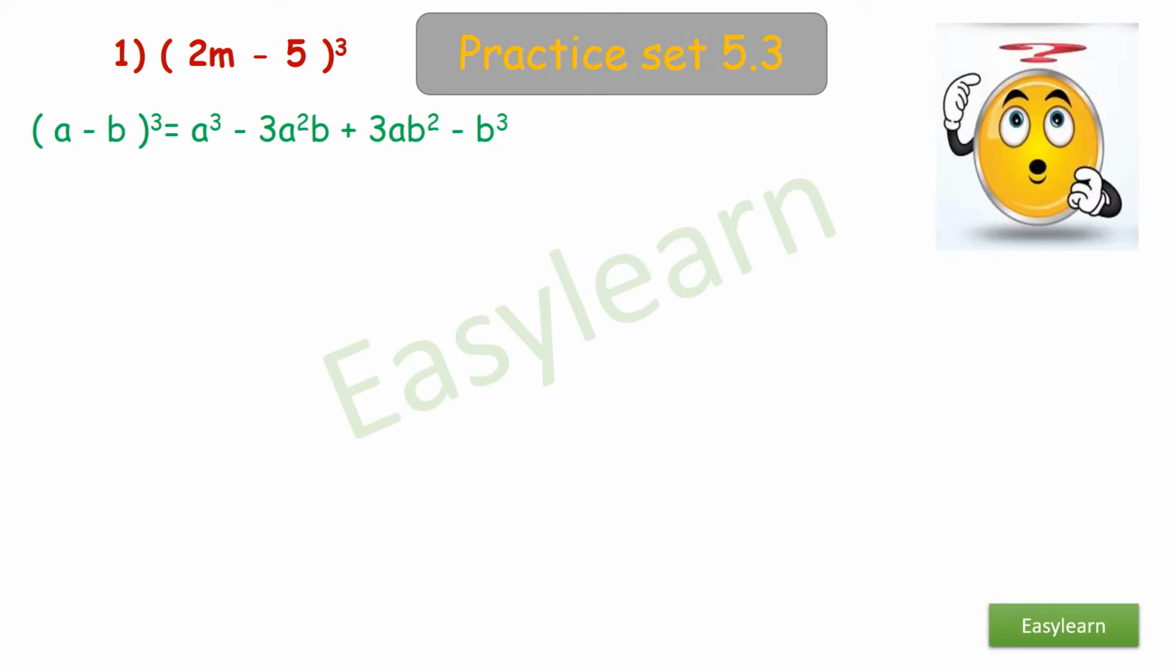Practice set 5.3. First, 2m minus 5 the whole cube. So we have to first write the formula, that is a minus b the whole cube is equal to a cube minus 3a square b plus 3ab square minus b cube. Then comparing, you get the value of a as 2m, b as 5. Now substitute these values in the above formula.